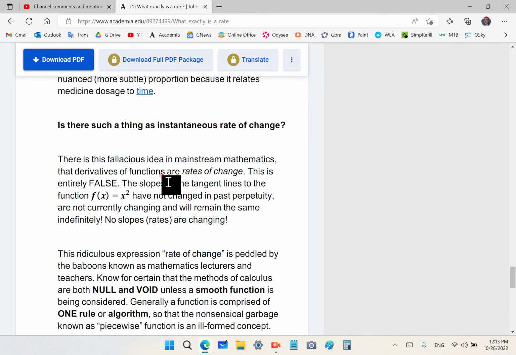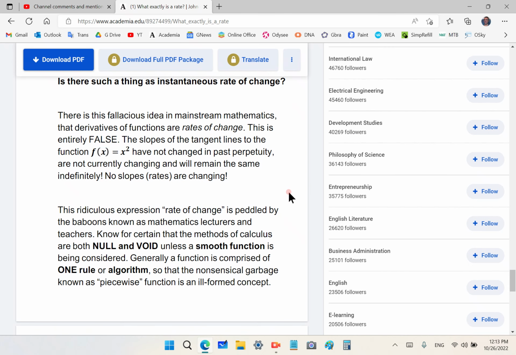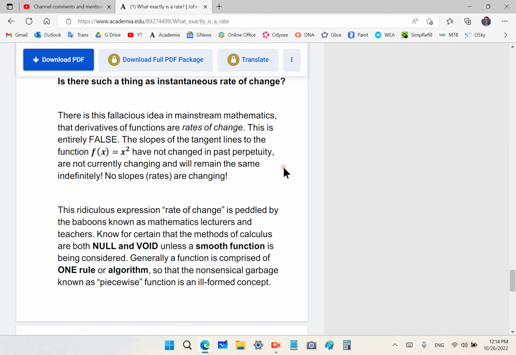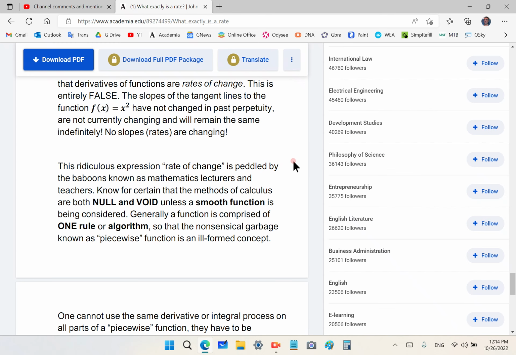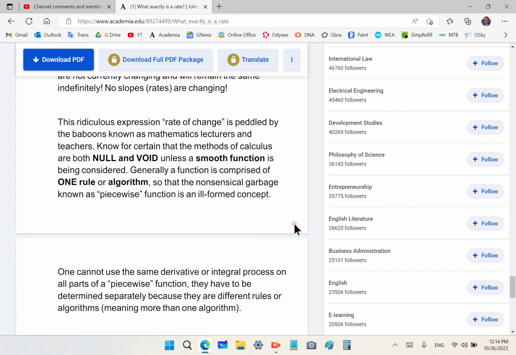So is there such a thing as an instantaneous rate of change? Think about that. Well, that's just a fallacy, because derivatives of functions are not rates of change. They are rates, but not rates of change. In fact, they've never changed. The slopes of the tangent lines to the function f of x is equal to x squared has not changed in past perpetuity, and not currently changing, and will remain the same indefinitely. So there's no such thing as a rate of change. That's just absurd. This ridiculous expression, rate of change, is peddled by mainstream mathematics.